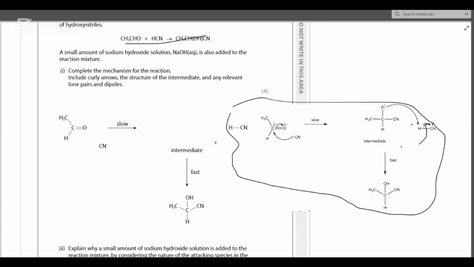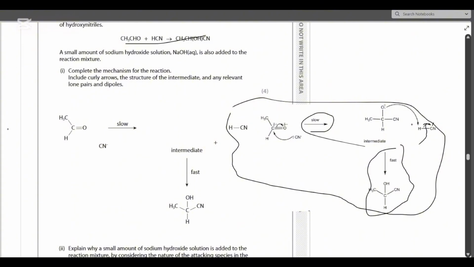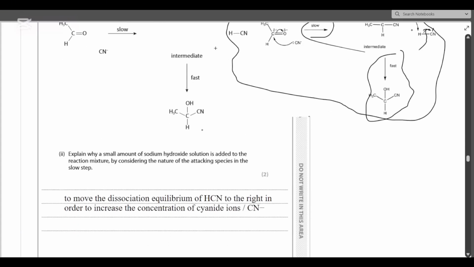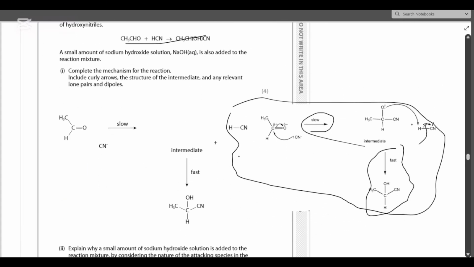So this whole process takes place at a fast pace, and this one takes place at a slow pace. This is basically how the whole structure reacts. This is the mechanism. Okay, this is an example of an SN1 reaction.